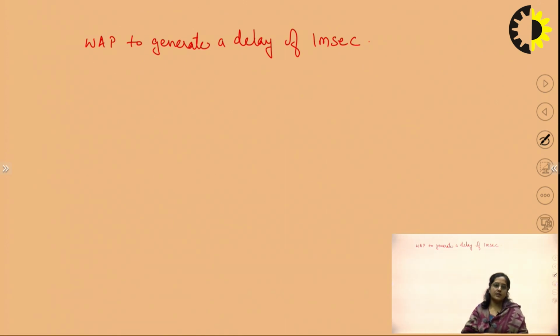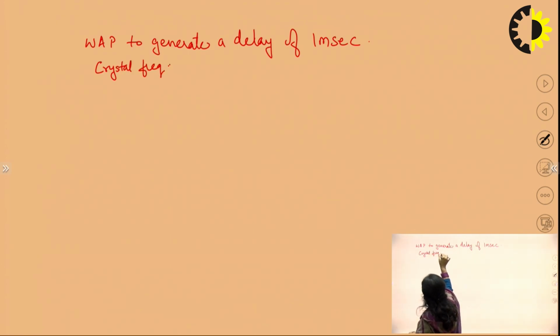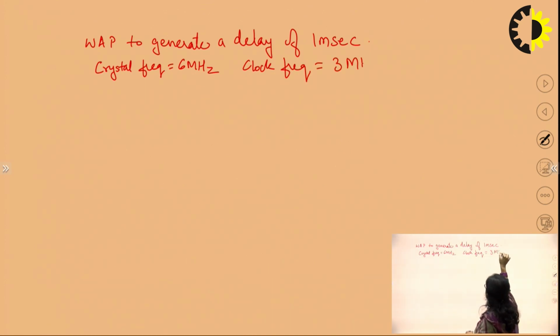So we have to first find out what is the crystal frequency of our processor, or the clock frequency of our microprocessor. So let us assume that our crystal frequency is 6 megahertz, and as we know for 8085, the clock frequency will be half of the crystal frequency, so it will be 3 megahertz.